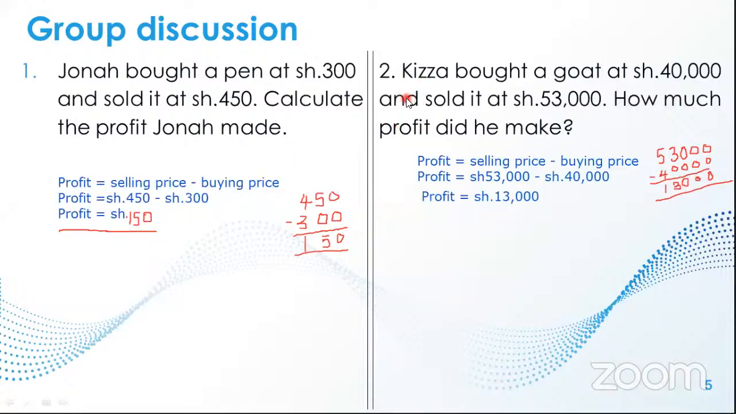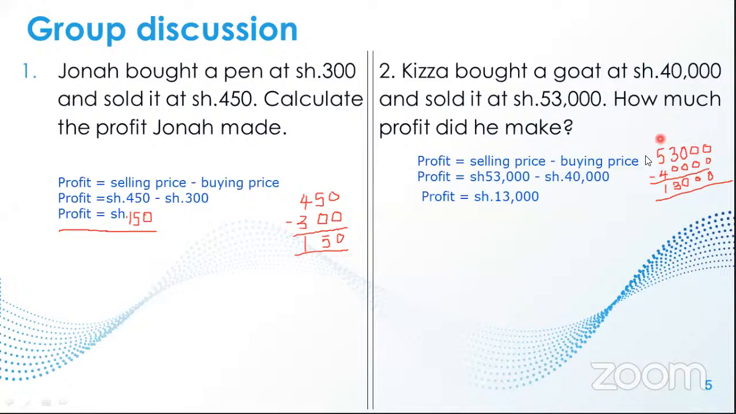Then when it comes to number 2, they are saying Kiza bought a goat at 40,000 shilling. Bought here is the buying price. He bought a goat at a very low price and sold it at 53,000. The selling price is more than the buying price. They are asking, how much profit did he make? You say profit equals selling price minus buying price, so profit is equal to 53,000 shilling minus 40,000 shilling.